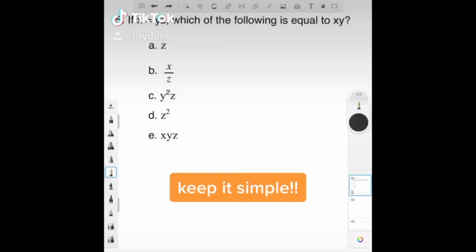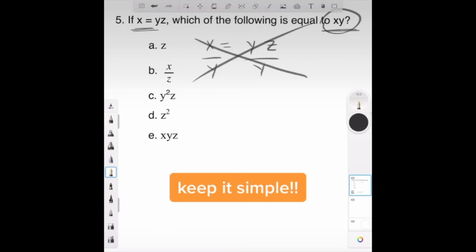I love this question because it's a great example of how we can make things so much more complex than they actually need to be. So it says, if X equals YZ, what's the value of XY, right? And so what people do here is they're like, okay, well, X equals YZ. All right, so what do I need to bring the Y over here? So do I divide by Y and then, wait, but it's asking for XY?